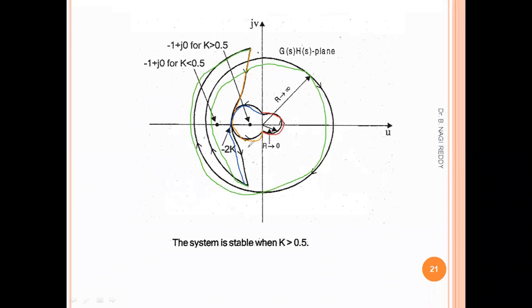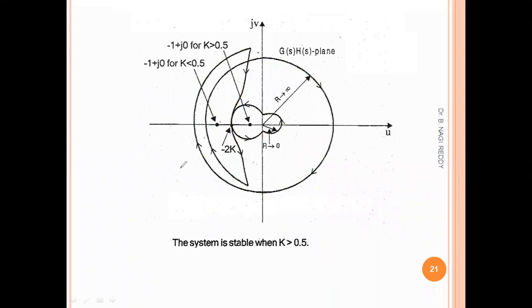The first color, orange, is the first section, second color is red, the third color is blue, and the fourth color is green. The starting of this curve is from here, and it has ended at the same point. So it's a loop. So this is the final Nyquist plot on the G of S H of S plane, right? Next, what we have to do is identify the k value range also.